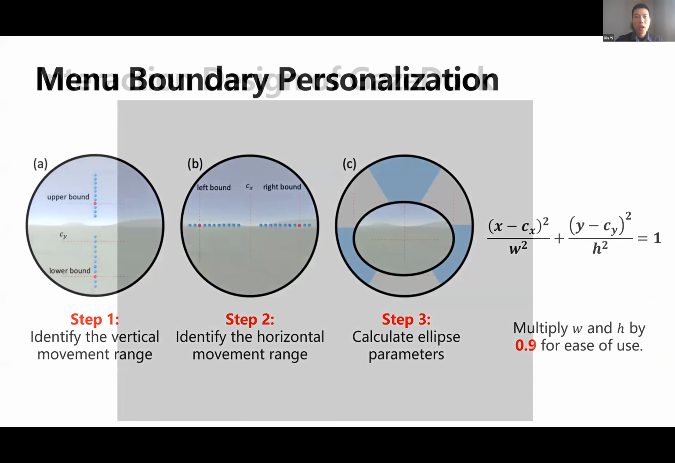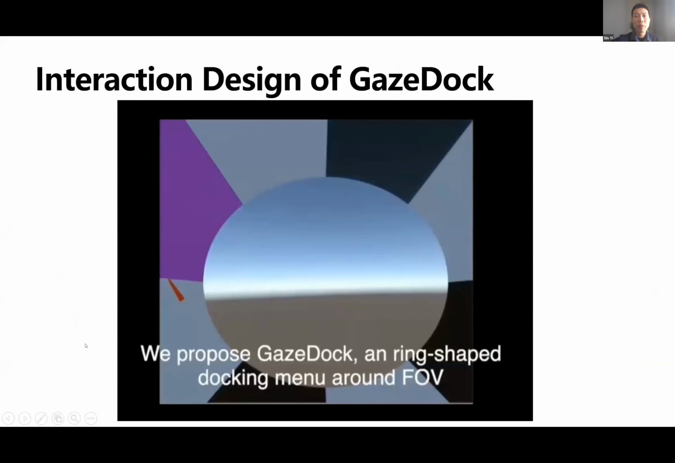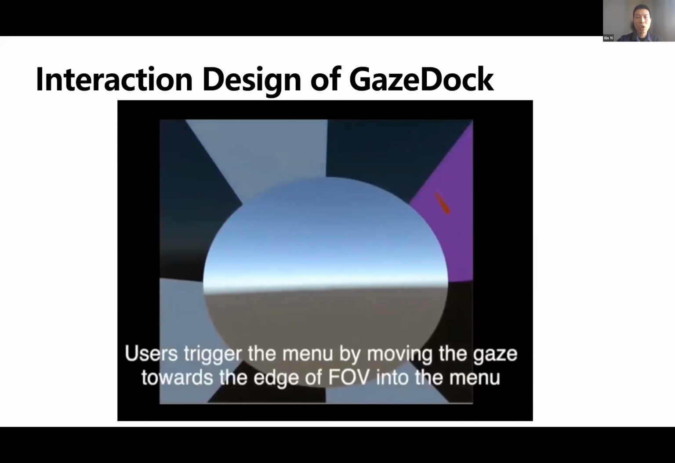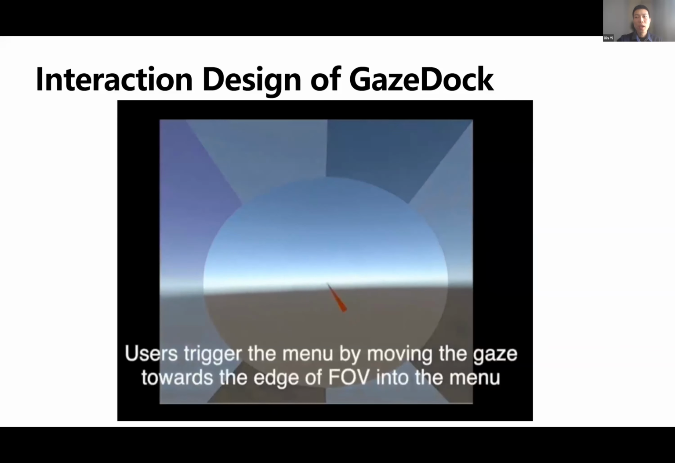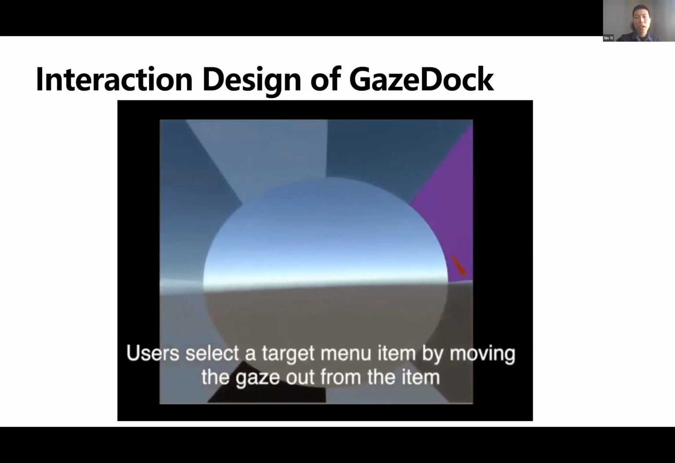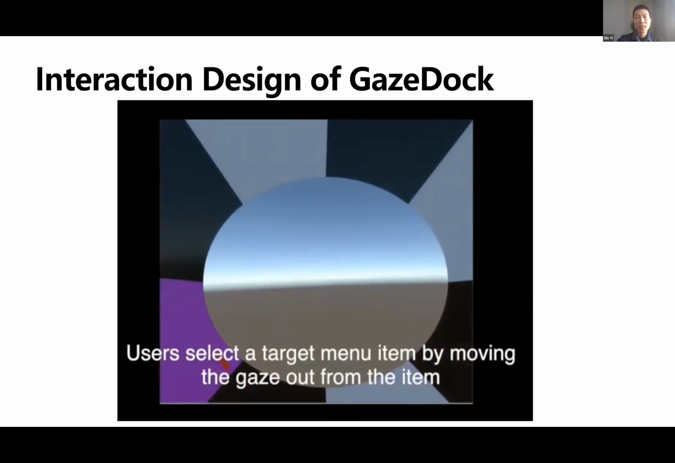We designed GazeDock, a ring-shaped docking menu around the FOV. Users trigger the menu by moving the gaze towards the edge of the FOV into the menu. And then they select a target item by moving the gaze out from the item. GazeDock is auto-triggered by the gaze and becomes hidden when the gaze leaves.